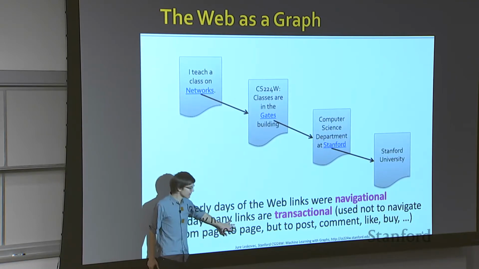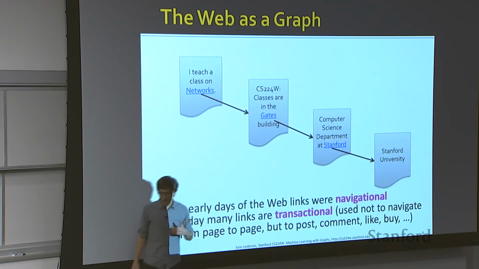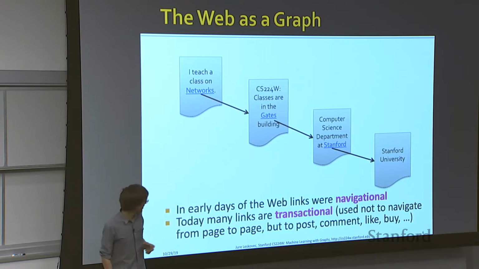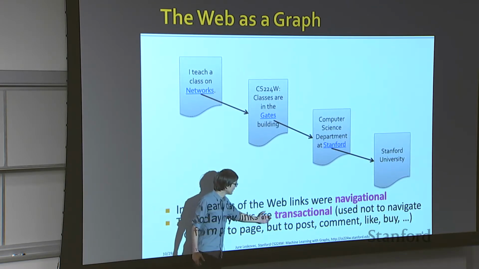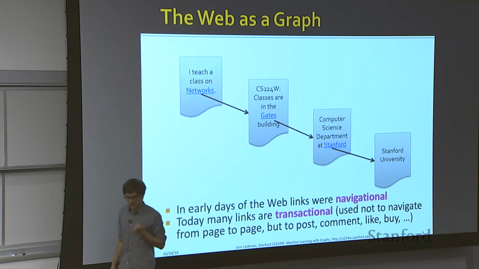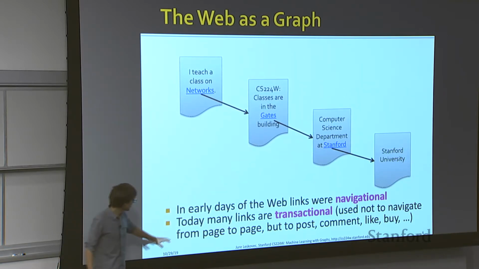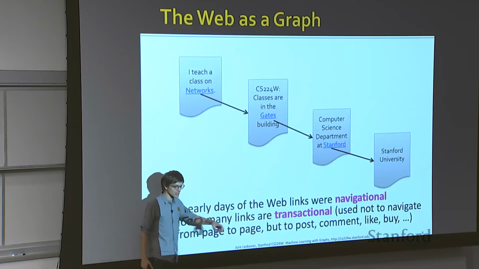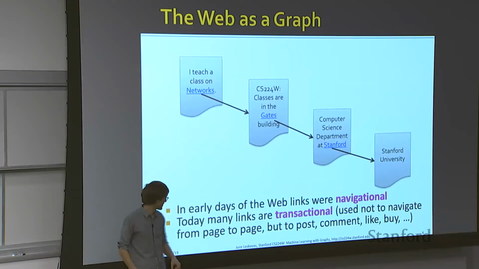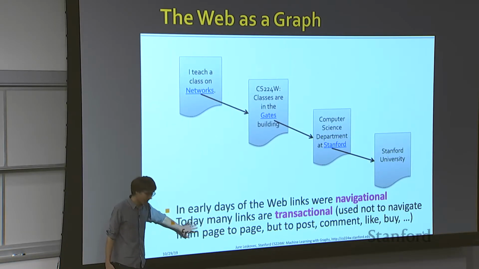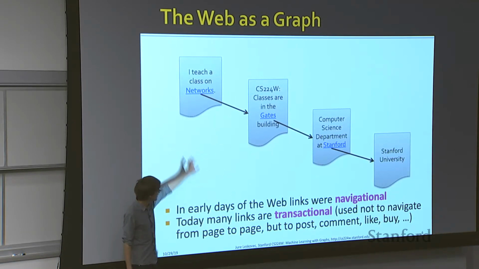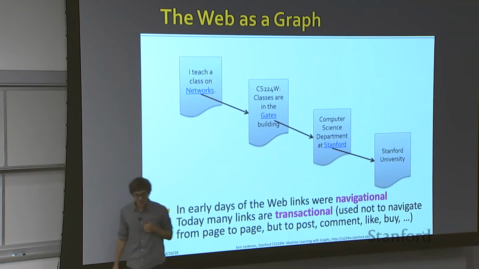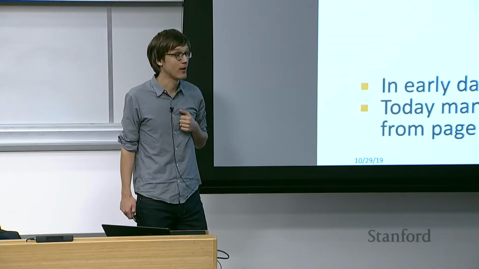As I hinted before, today many links on the web are transactional, which means after you click them, you don't necessarily navigate to a new URL, but you post something, you execute something, you like something, you buy something. This is a different type of link that we are not considering here. So we are really considering this kind of prehistoric view of what the web is.